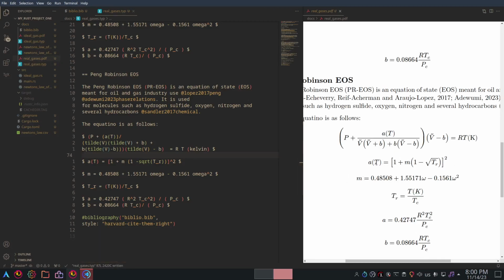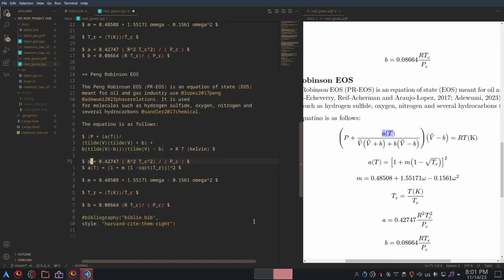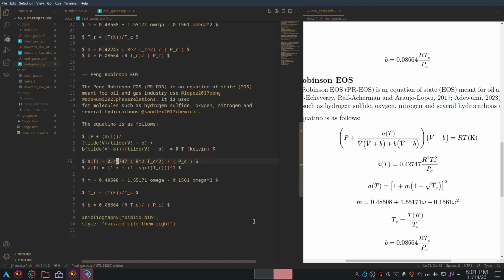Okay, so this a of T equation is changed here. You still have an alpha term, but it's slightly different. So let's have the a of T term right here. This is explicitly a function of temperature. You will have a different number here. Again, it's empirical: 45724. The R squared Tc squared over Pc is the same.